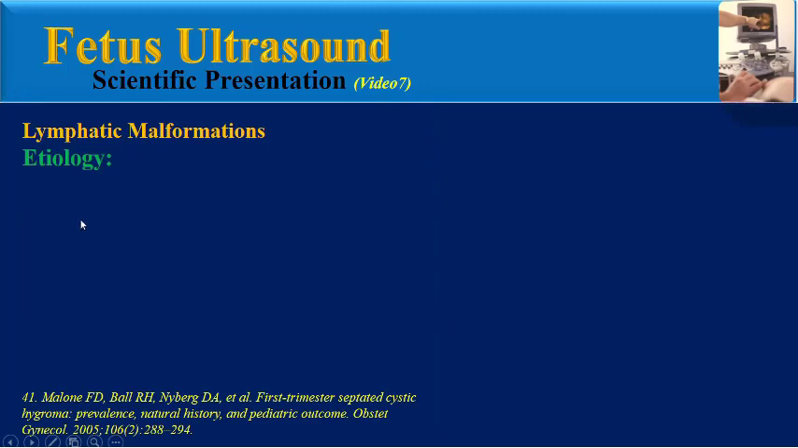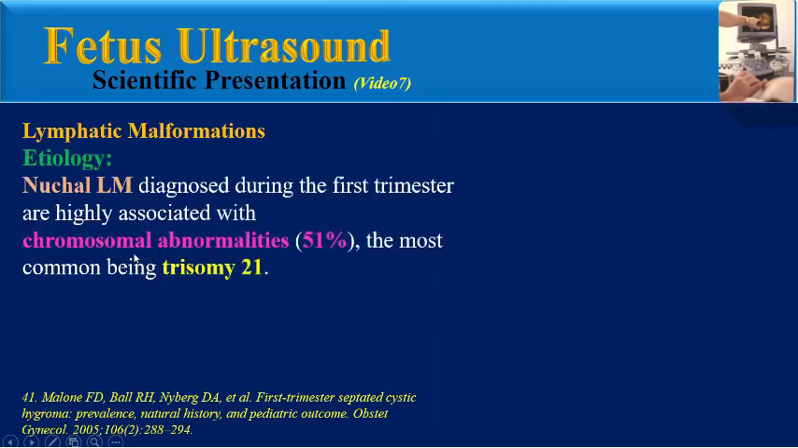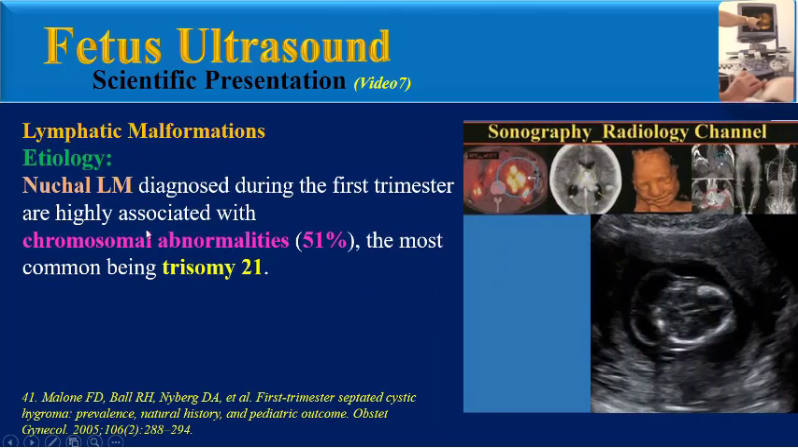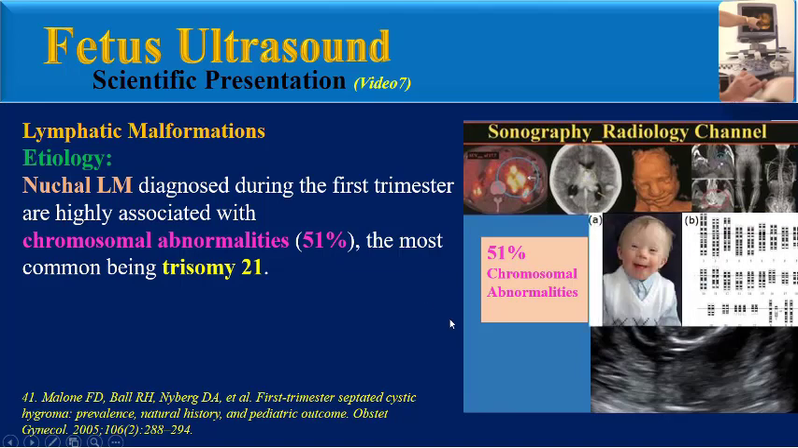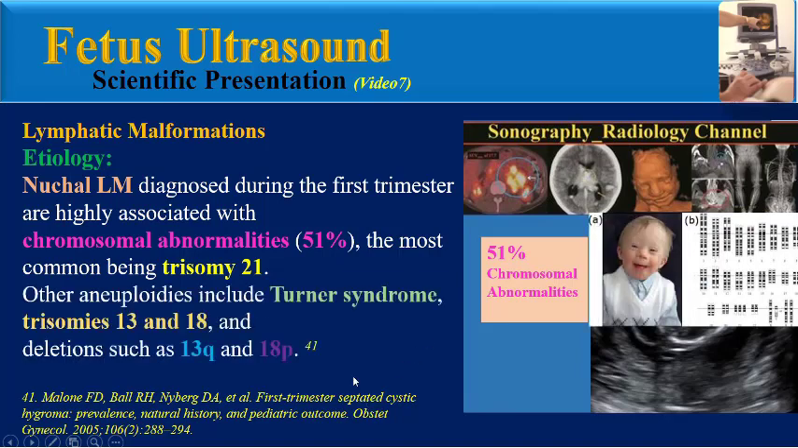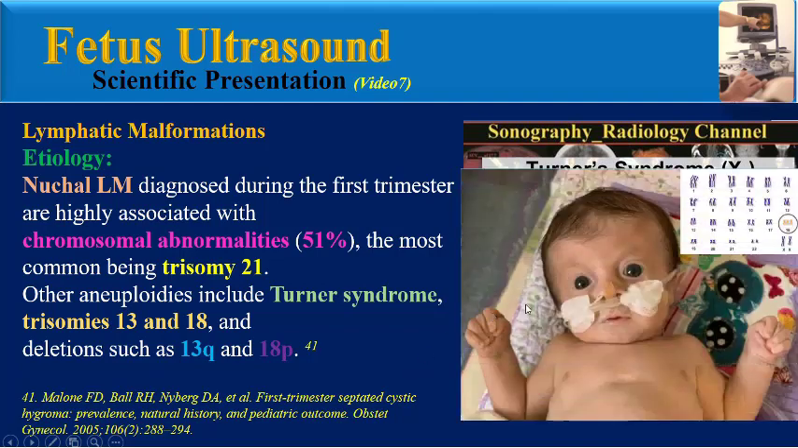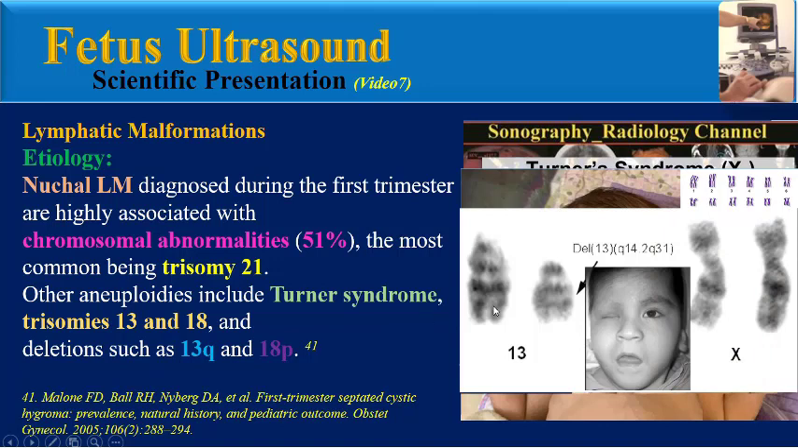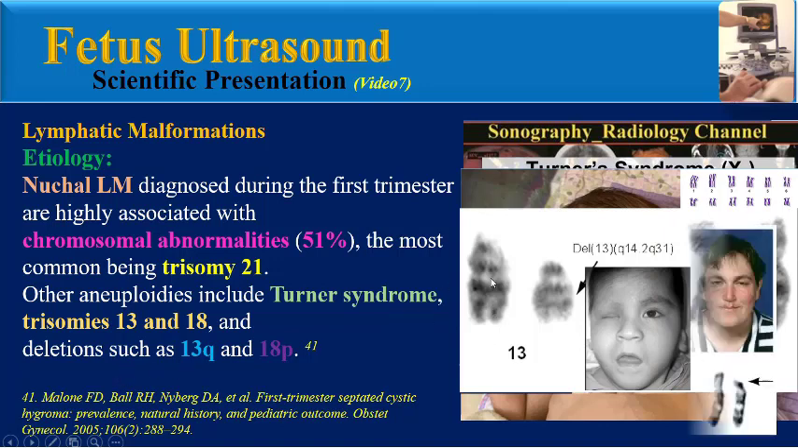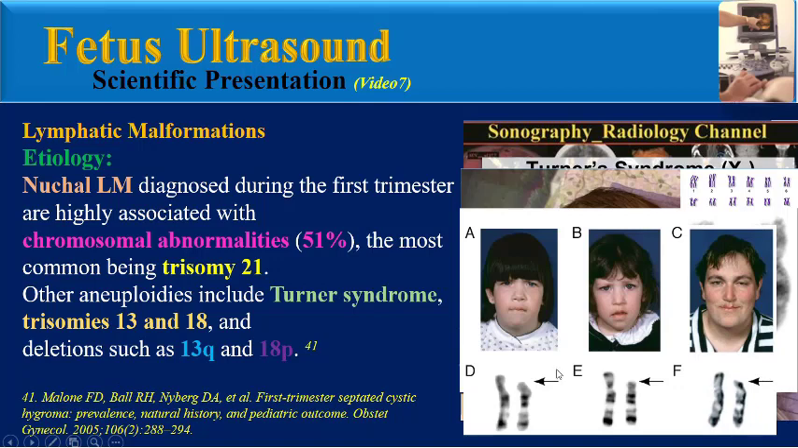What is the etiology of these malformations? Nuchal lymphatic malformations diagnosed during the first trimester are highly associated with chromosomal abnormalities, about 51%, the most common being trisomy 21. Other aneuploidies include Turner syndrome, trisomy 13, and trisomy 18, and also deletions, such as deletion in the long arm of chromosome 13 and in the short arm of chromosome 18.